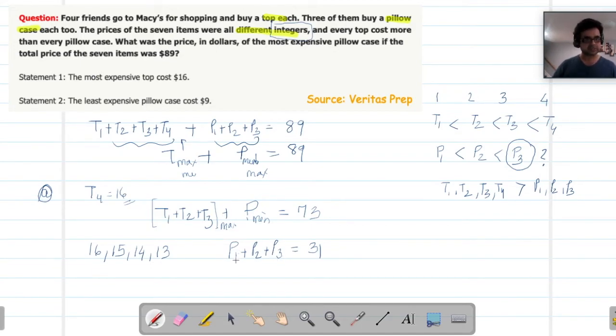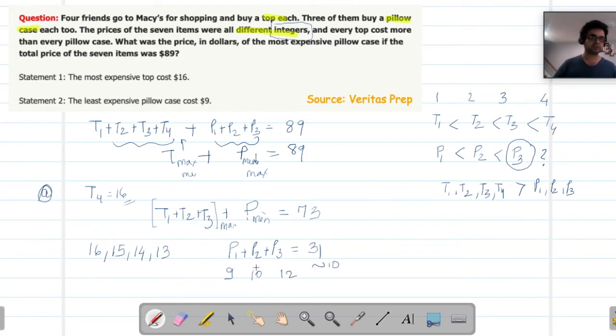However, let's start looking a little bit more because we do know some things about P1, P2, and P3. P3 is the highest. The sum is 31. These are 3 distinct numbers. So if they were all equal, then the quantity would be 31 divided by 3, somewhere in the range of 10, right? So let's assume the P2 is 10. That automatically makes P1 as 9, and 10 plus 9 is 19. So that makes P3 as not 11 but 12.